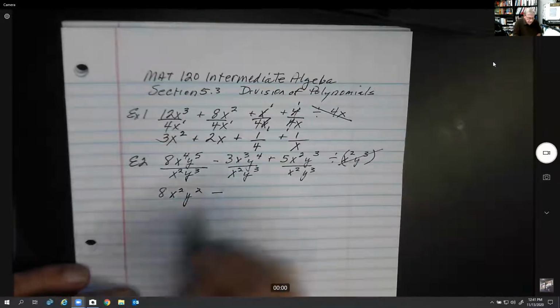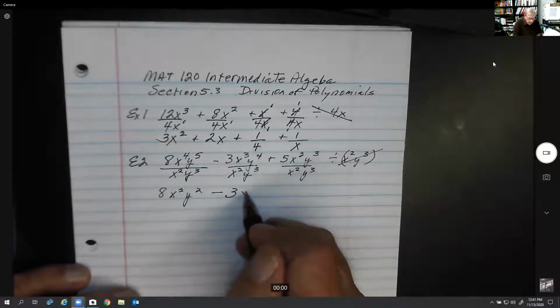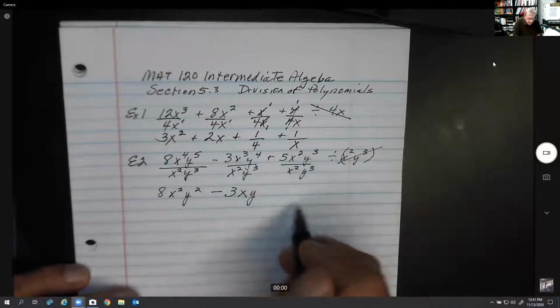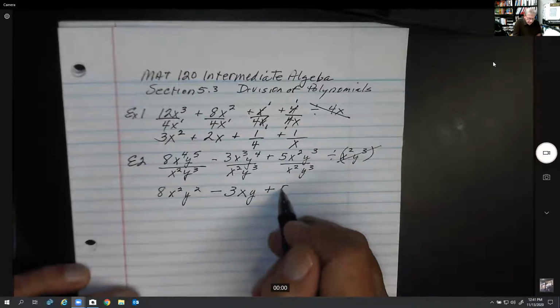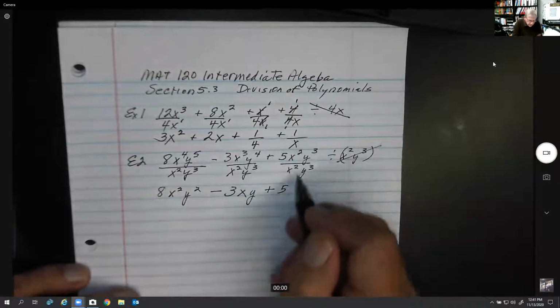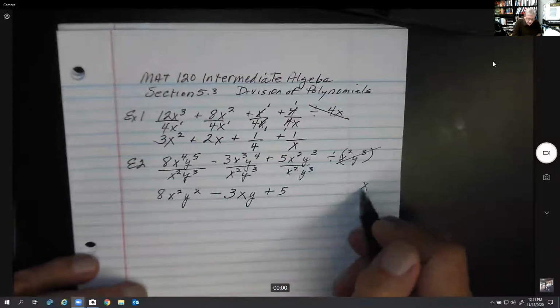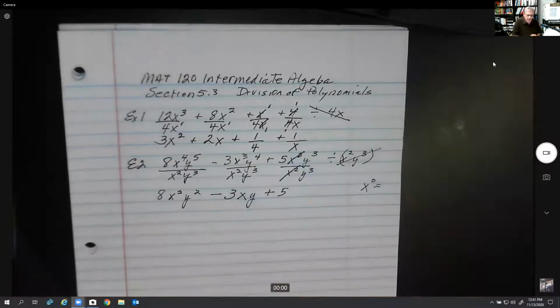Minus. Bring down the 3. 3 take away 2 is 1. Don't need to write it. 4 take away 3 is 1. Don't need to write it. Plus, bring down the 5, or you could think 1 into 5. 2 take away 2 is 0. So anything to the 0 power is 1. Or we could say these simply cancel each other off.